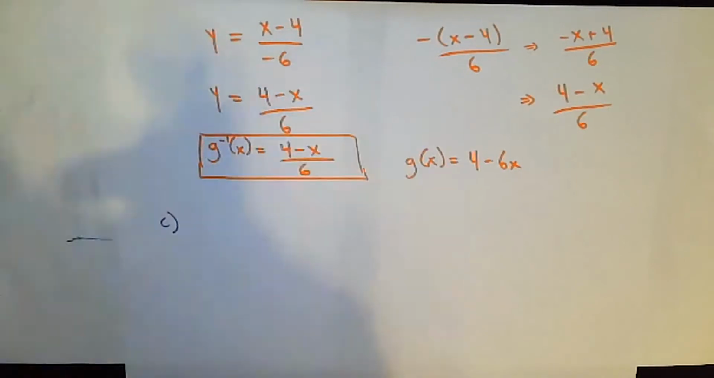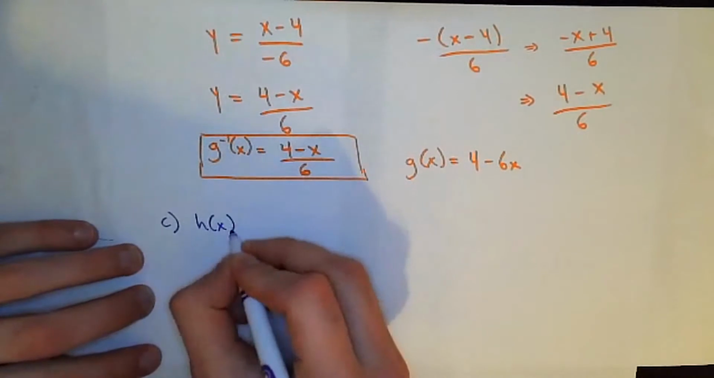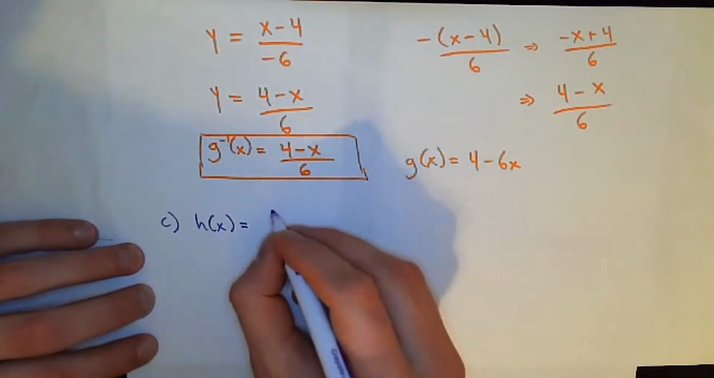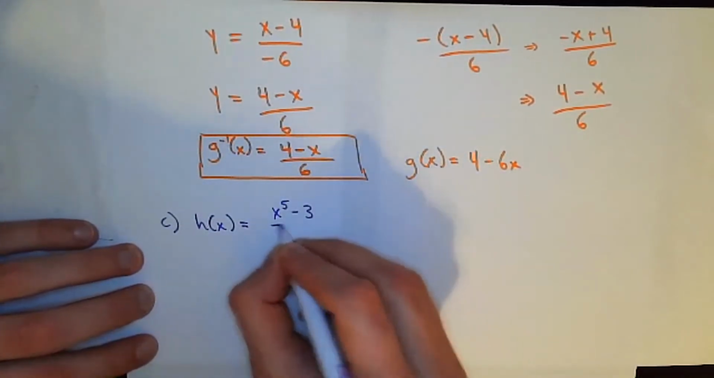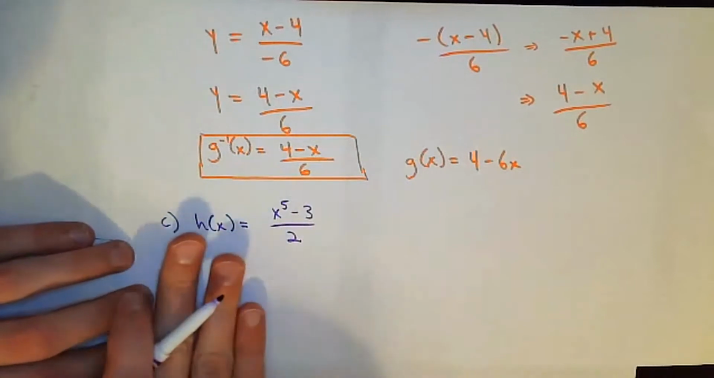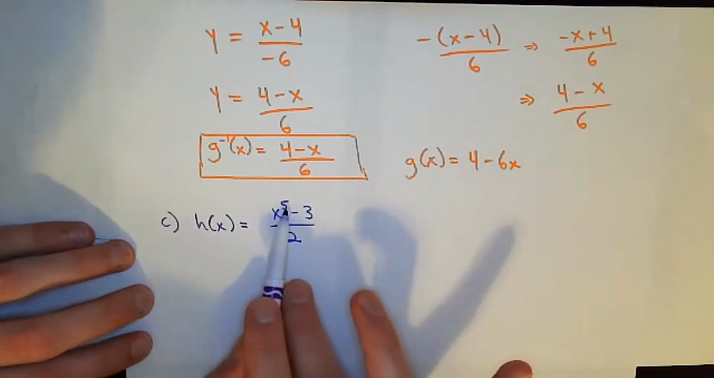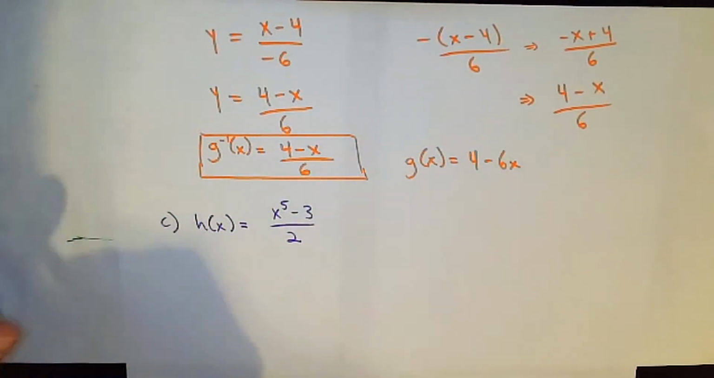Let me add another, let me say part C here. Let me say h of x is equal to x to the fifth minus 3 over 2. Now, is this invertible? Yes, it's fine. It has that odd exponent, so we're good. It's invertible. I'm never going to give you a function that's not invertible and ask you to find its inverse.